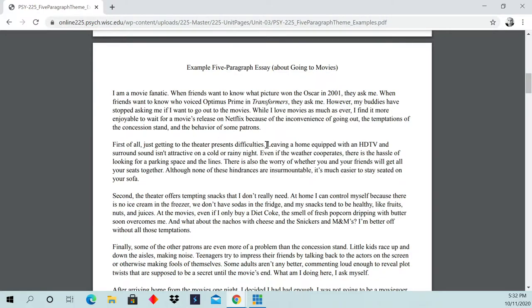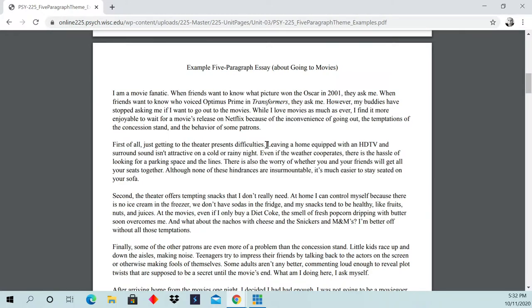Inconvenience of going out. So, our first main body paragraph should talk about the inconvenience of going out. So, let's look in the topic sentence and see if that's what happens. First sentence of the first main body paragraph says, first of all, just getting to the theater presents difficulties. There it is. The inconvenience of going out. Do you see the parallel there? And then the person just goes ahead for the rest of that paragraph and tells us about how difficult it is to go out, how inconvenient it is to go out to the theater.